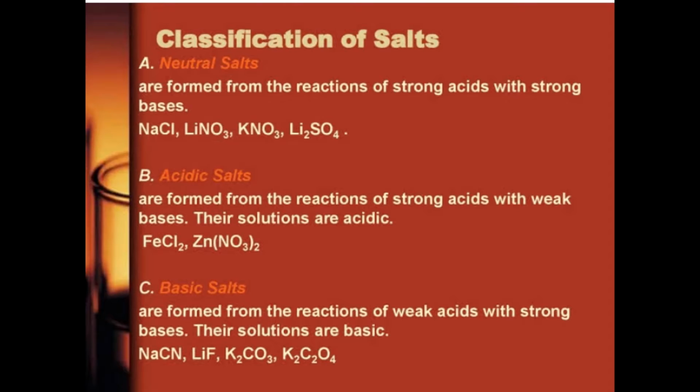The solution of a neutral salt in water is neutral, that is, it is neither acidic nor basic. Hence, such a salt solution does not change the color of litmus paper. Next is acidic salt. Acidic salts are formed from the reaction of a strong acid with a weak base. The solution of an acidic salt in water is acidic, that is, it changes the color of blue litmus paper to red.